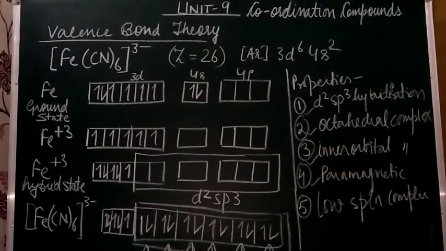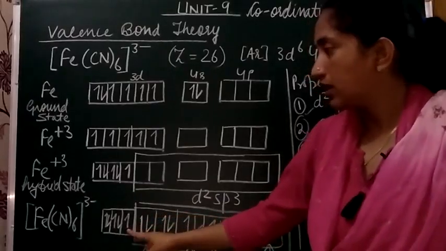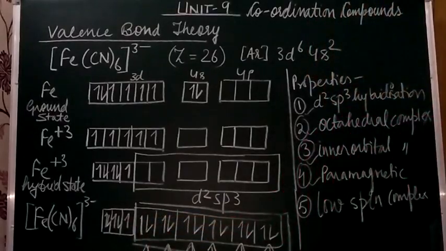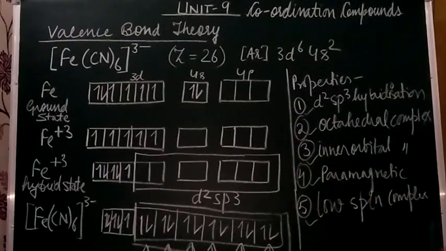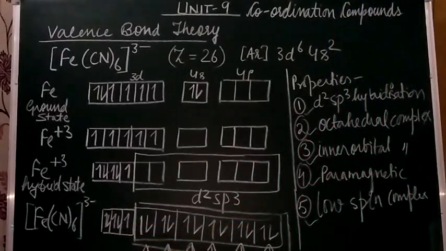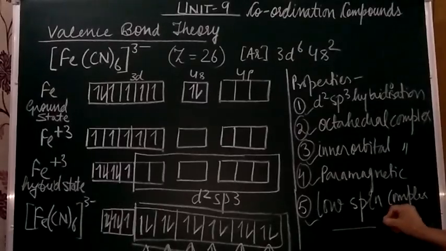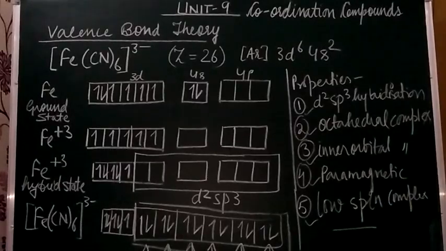It is paramagnetic, since it has one unpaired electron, right? Even though the number of unpaired electrons is 1, it will still be a paramagnetic substance. If a single electron remains unpaired, it will be paramagnetic. And you can see here that the number of unpaired electrons is small, so it is a low spin complex, right, students? So these are the characteristics of this complex which we can predict with the help of the VBT.